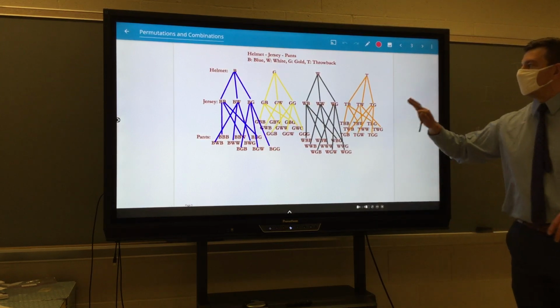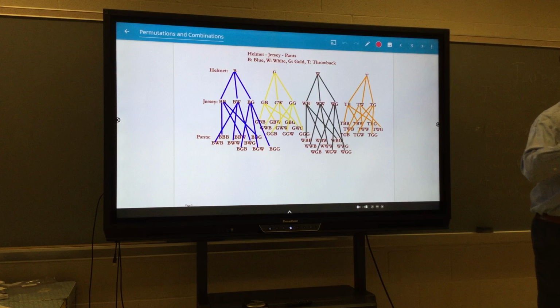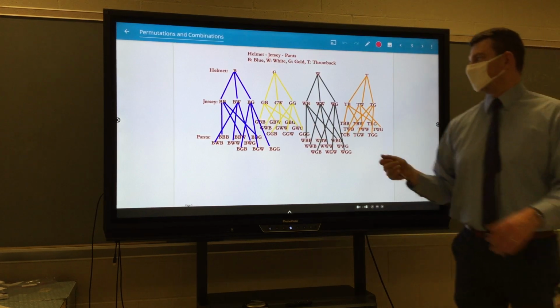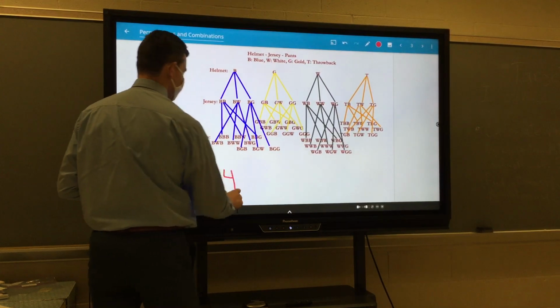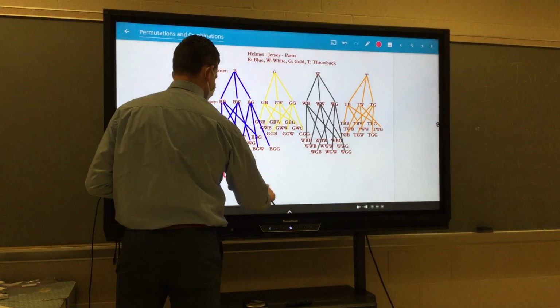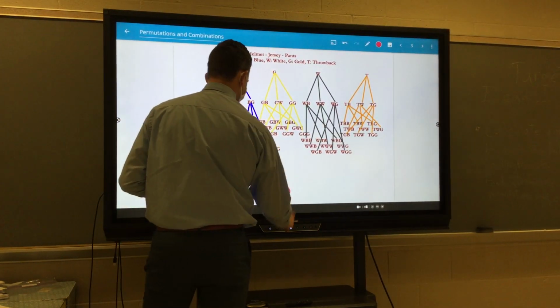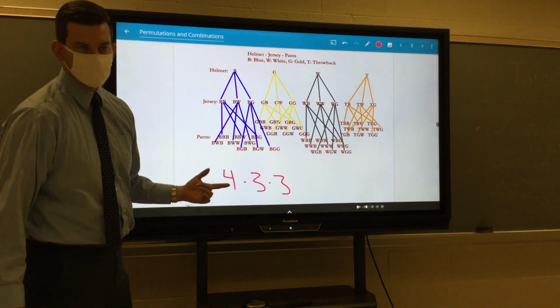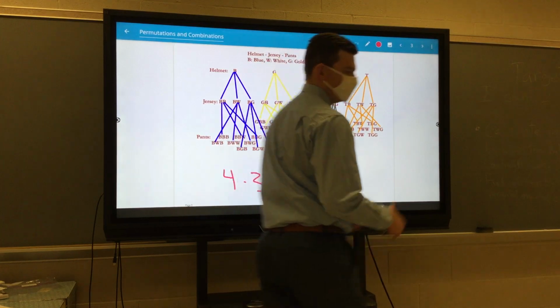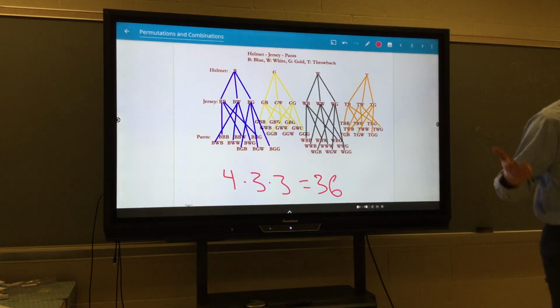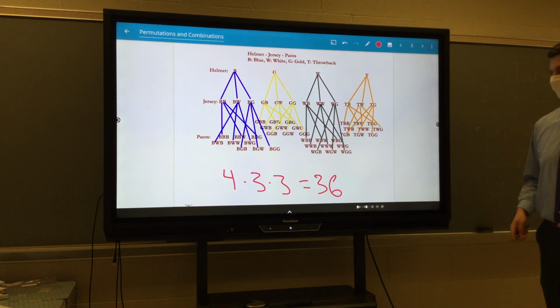The important thing, the shortcut for the counting principle, is you're multiplying your possibilities together. We have 4 different helmet options, 3 different jersey options, 3 different pant options. 4 times 3 is 12. 12 times 3, 36 different uniform possibilities for their football team.